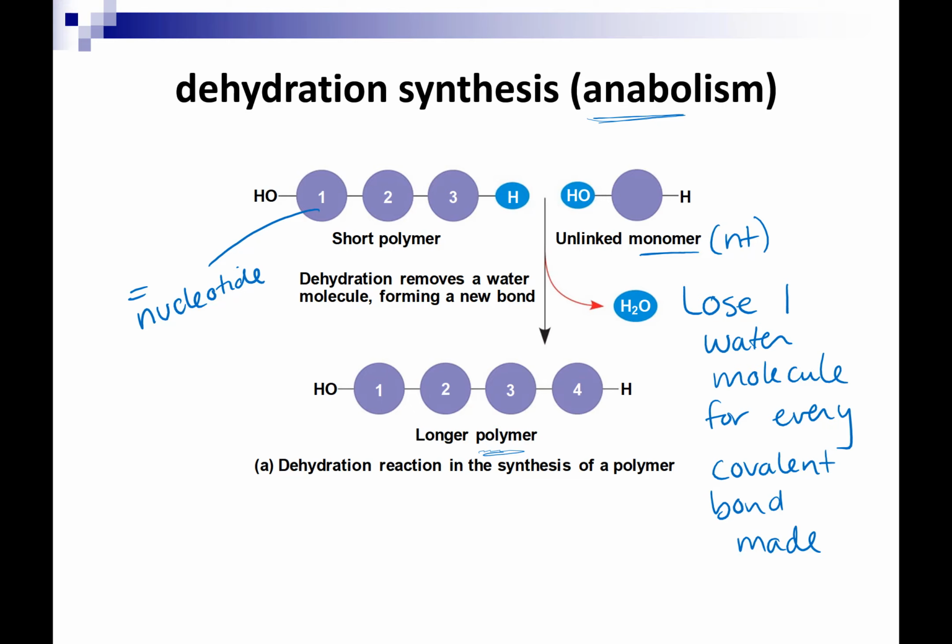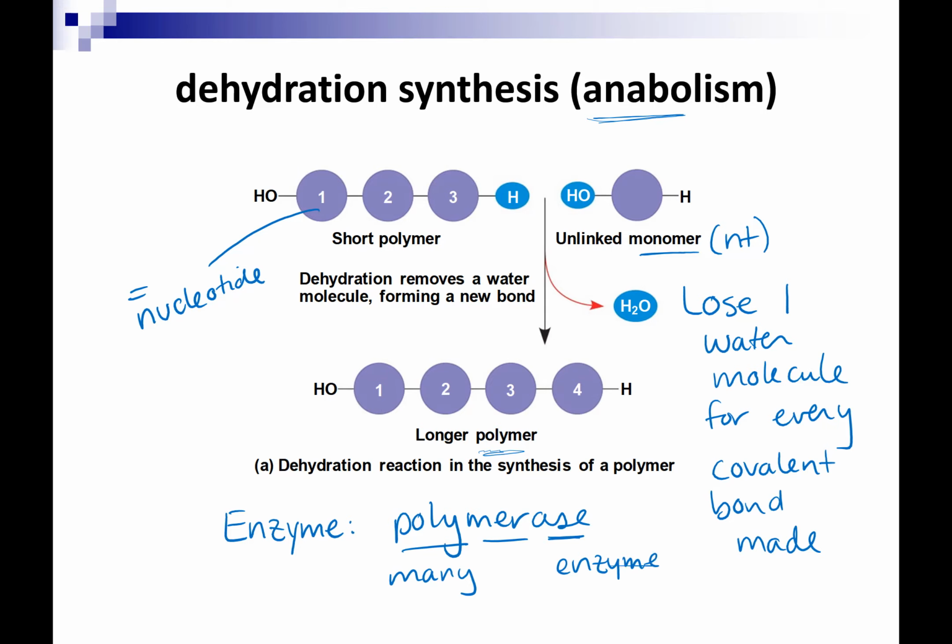Oh, one other thing. This is done in DNA by an enzyme called polymerase. Poly means many, mer is hooking them together, and ase means enzyme. So it's a many hooked together enzyme. Doesn't really make sense, but you understand. It's the enzyme that can hook many things together.